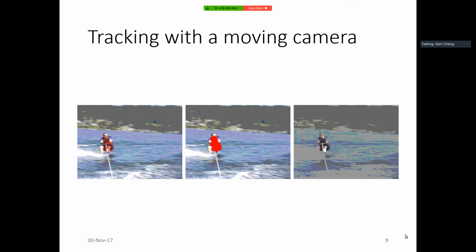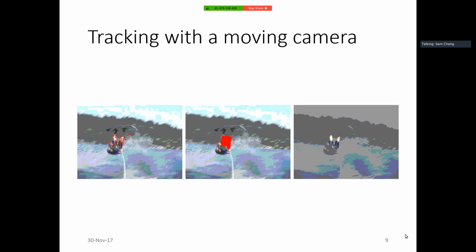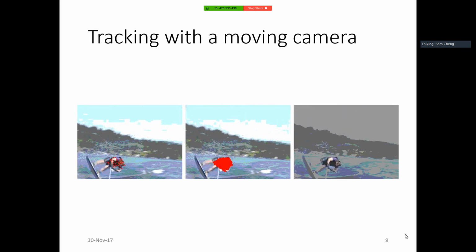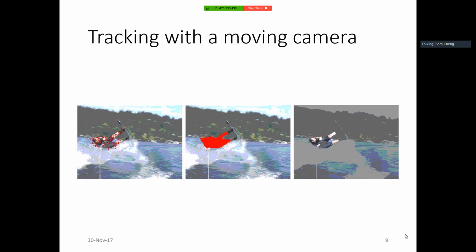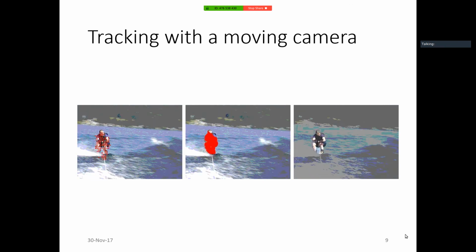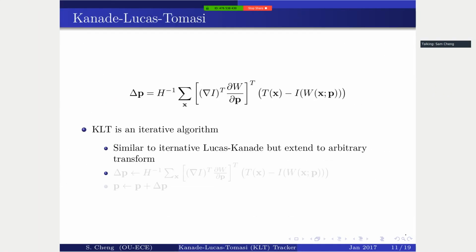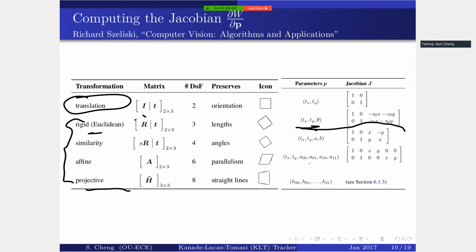The nice thing about KLT is that it's very generic. It gives you just a framework, basically an algorithm framework. What kind of transform you want to use is up to you. When you use a different transform, maybe I didn't emphasize this enough, the difference is that you will have a different Jacobian, this ∂W/∂p here. You can derive this very easily, or you can just look it up. For example, if you have an affine transform, your Jacobian will be something like that.